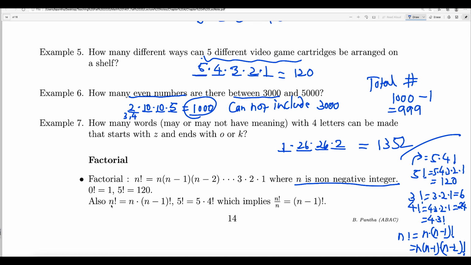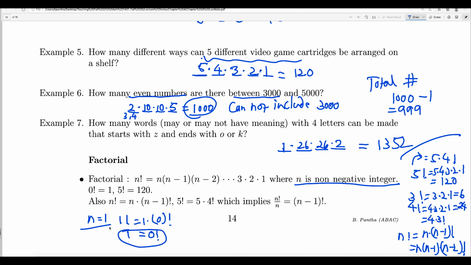Now, to show that 0 factorial is 1, you can write n factorial equals n times n minus 1 factorial. Let's take n equals 1. What do you get? You will get 1 factorial equals 1 times 0 factorial, since 1 minus 1 is 0. So 1 times 0 factorial is just 0 factorial. 0 factorial equals 1 factorial, which is 1, because 1 factorial goes up to 1, just 1 times 1. So this is just 1. This proves that 0 factorial is 1.